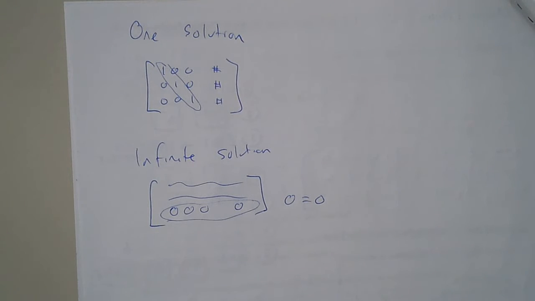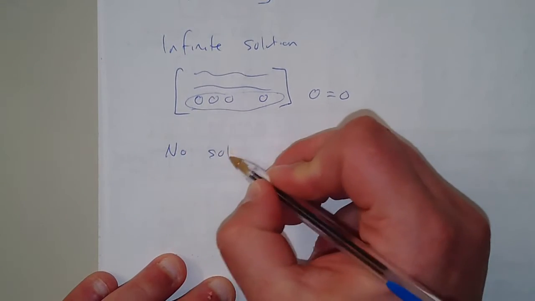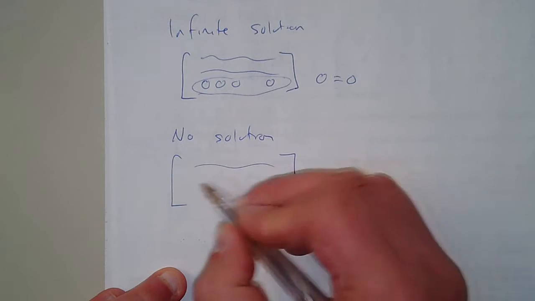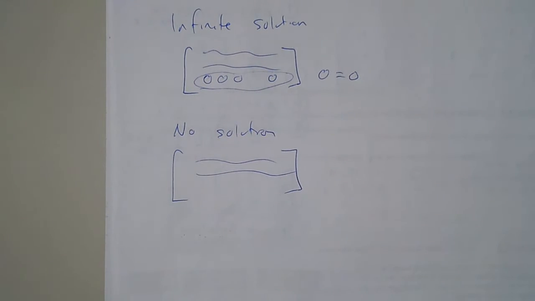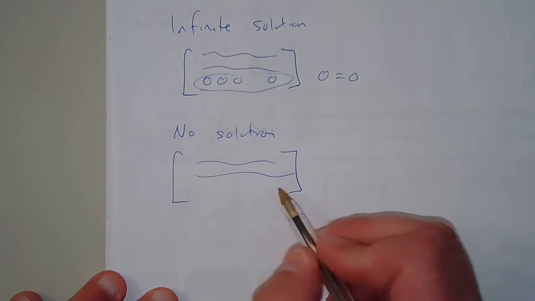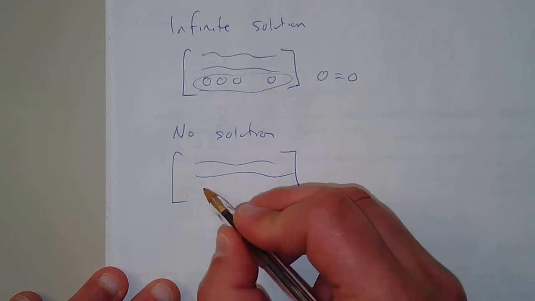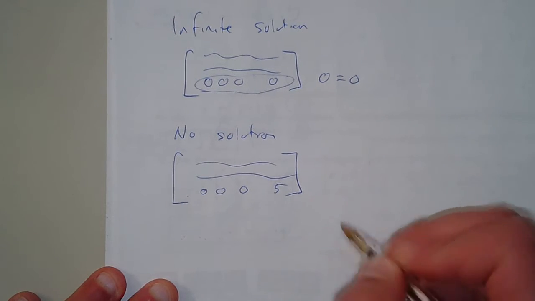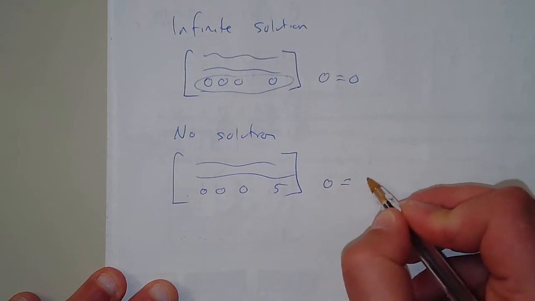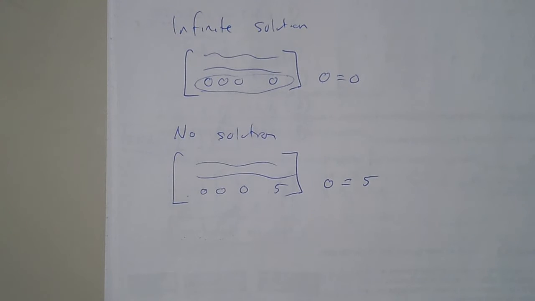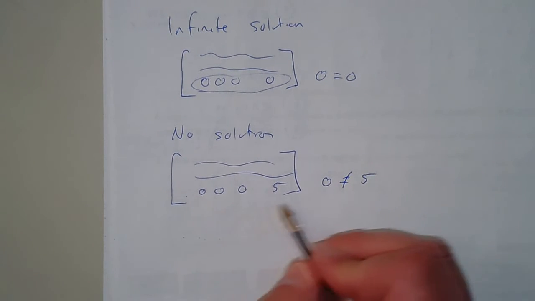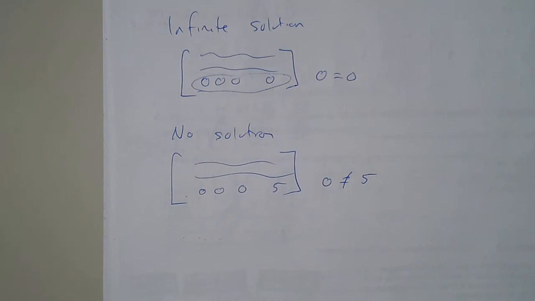The third possibility is no solution. A no solution looks like this. Kind of like the infinite solution, the top two lines will be various different things, but the bottom one is going to have something that's not true. It's going to have something like 0, 0, 0, and then a number here, like maybe a 5. So this equation would now be saying that 0 equals 5. Most of you probably know 0 does not equal 5. Because you get a false equation in the bottom, that's the indicator that the problem has no solution.